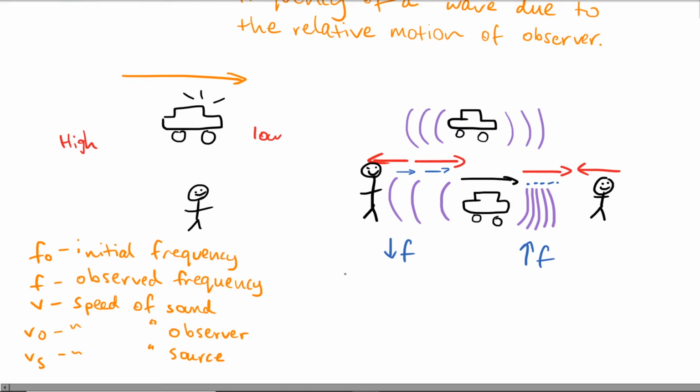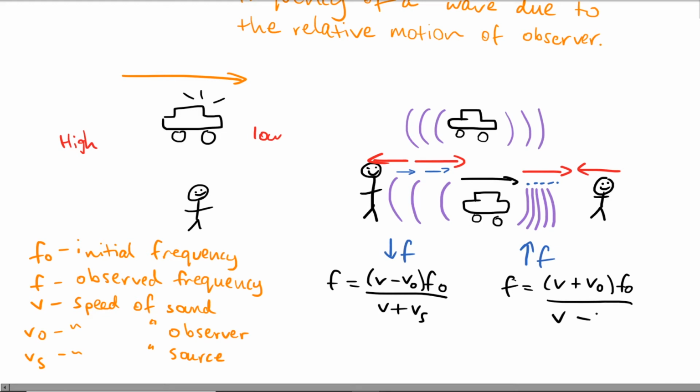If the objects are moving further apart, we write F equals (V minus VO) times F0 over (V plus Vs). And if the objects are moving towards each other, we write F equals (V plus VO) times F0 over (V minus Vs). So what you'll notice is the signs on the top and the signs on the bottom are always the opposite of each other. So all I do is remember that if we are moving towards each other, that's a plus sign. If we are moving away from each other, that's a minus sign. And the sign on the bottom is just the opposite.